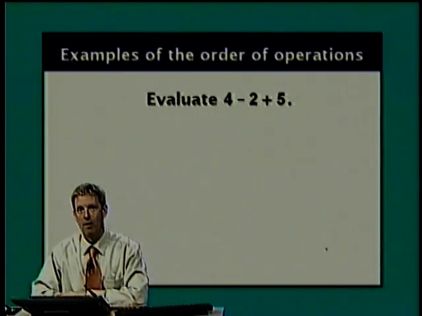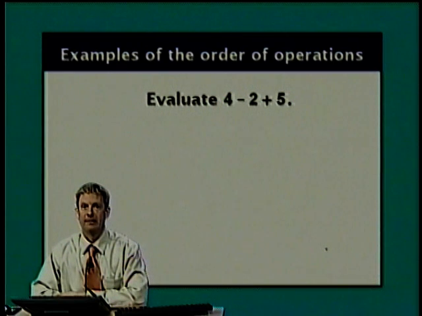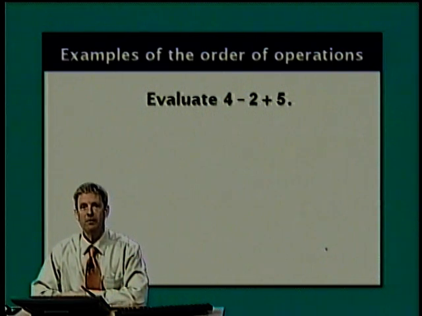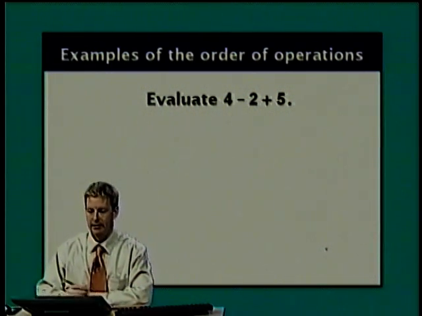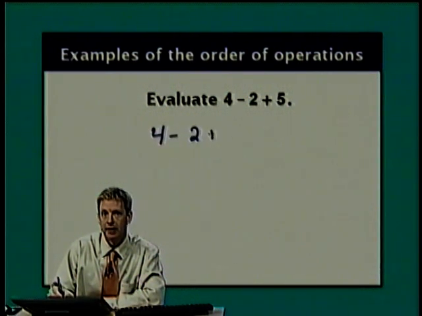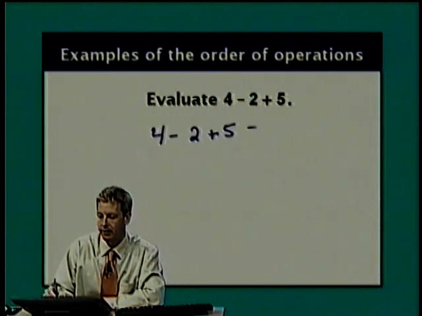Let's look at 4 minus 2 plus 5. One of our order of operation rules says that when you have both addition and subtraction to perform, you need to perform the operations left to right. Let's see if there is really a need for performing the operations left to right. Let's do this calculation left to right and see what we come up with.